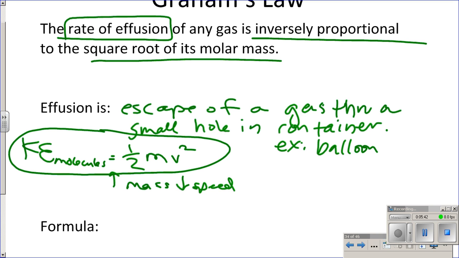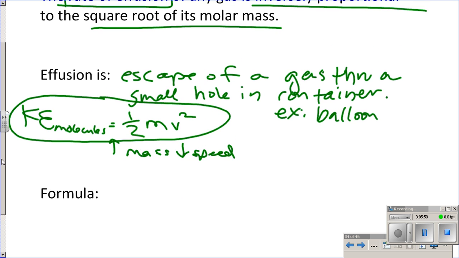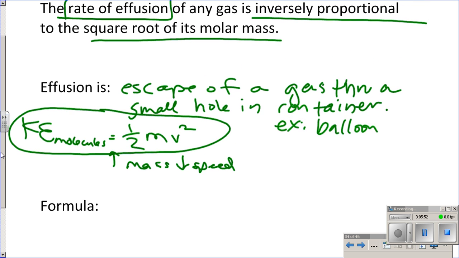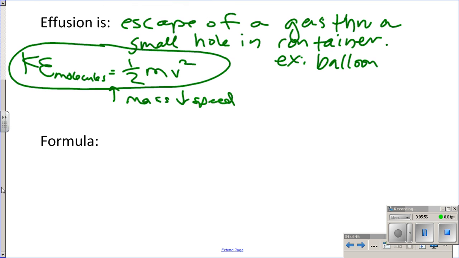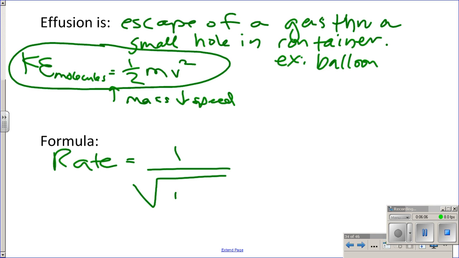So Graham's law formula, I'm going to write at the bottom. Can I scroll down? So you can see the rate is inversely related to the square root of its molar mass. I'm going to show you how that works. The rate of diffusion is inversely, so a fraction, right? Inversely related to the square root of its molar mass.